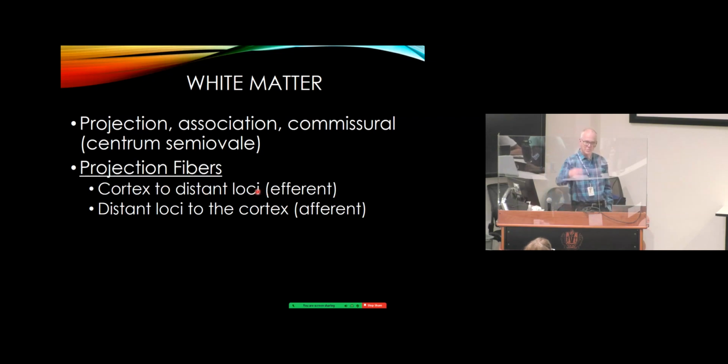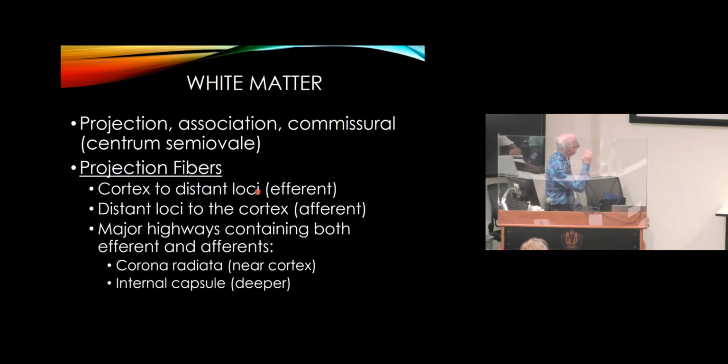So for example, we talked about these upper motor neurons in the precentral gyrus. That pathway going all the way down to move your hand, for example, would be an efferent projection pathway. The ability to feel your hand on the postcentral gyrus would be an afferent projection pathway. These major highways, not a bad way of thinking of them, travel through the white matter in areas called the corona radiata, and what we'll really spend some time on at the end of this lecture is the internal capsule. That one is really important.